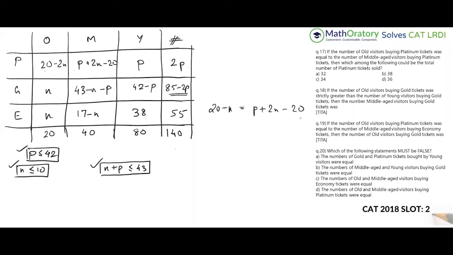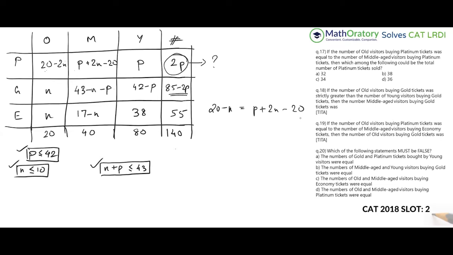Now, what are we looking for? I'll evaluate this before I get into the option checking and all. Which of the following it says, obviously we have to check the options, but let us understand what we are looking for. Which among the following could be the total number of platinum tickets sold? So we are looking for the total number of platinum tickets sold. That will be 2p, right? So we are looking for what value 2p can be. So this is the question.